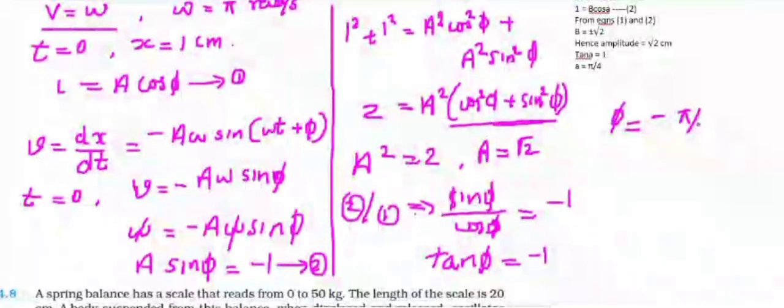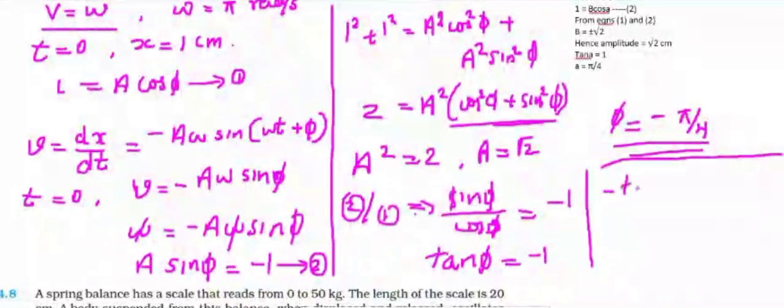It becomes pi by 4. Pi by 4 means 45 degree. Okay. And if you apply trigonometry to avoid this negative sign, it will come like this. Actually minus pi by 4 is enough, but you can take it like this. Tan phi is minus 1, so that is tan minus tan pi by 4.